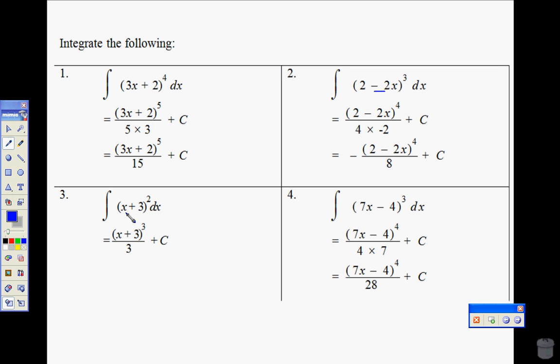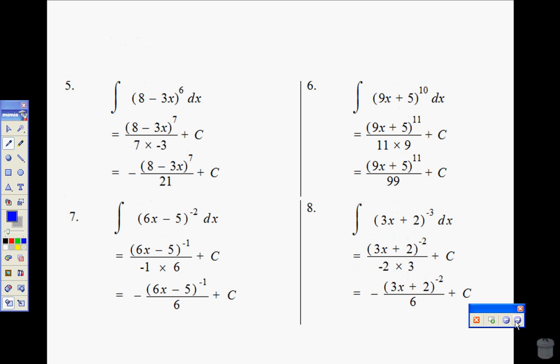This one, x plus 3 to the power of 2, well, we're going to add 1 to the power, divide by the power. Technically what we're doing here is to multiply that by 1 as well, because the coefficient of x is 1 in that case. But seeing it's 1, we don't include it, so we just leave it in that form. So the next one, 7x minus 4, power of 3, we add 1 to the power, divide by the new power, multiply by the coefficient of x, which is the 7. So it gives us 28 on the bottom. Notice the bracket is staying the same inside all the time.